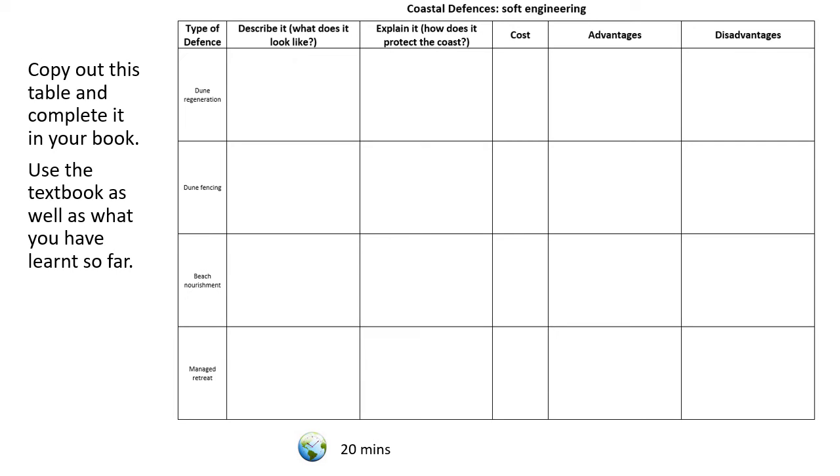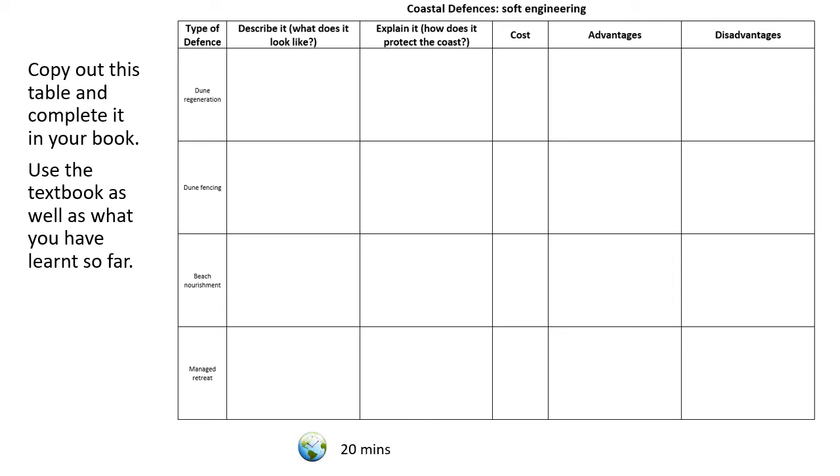Right, okay, the main bulk of work now to do this table. It'll be attached to the class chart so you can print it off, or you can copy it out. We have, just like last time, similar, recording the key information for each of these strategies: type of defense, describe, explain it, cost, advantages and disadvantages. Now you'll notice I've separated dune regeneration and dune fencing out. And the reason for that is because AQA actually do that themselves. Don't ask me why, because they're both incredibly similar.